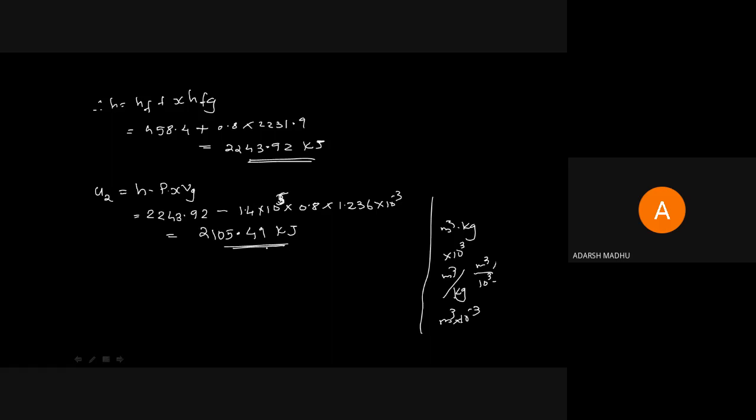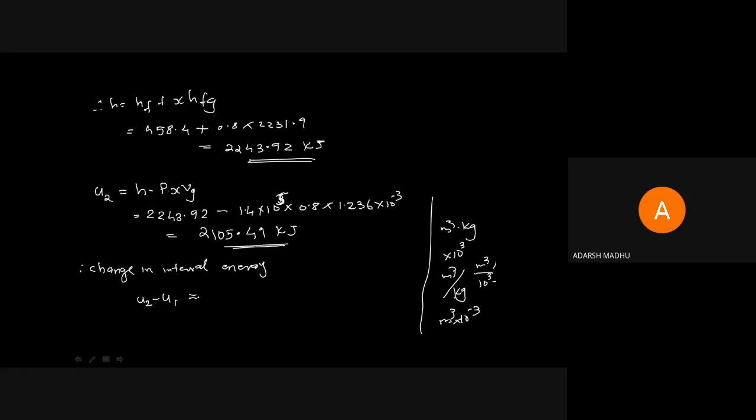So here U1 and U2 are already found out. The question is asking the change in internal energy. So change in internal energy is final minus initial, U2 minus U1. Change in energy is final minus initial. If the value is negative, you can say that the change is decreasing. If it is positive, we can say that the change is increasing.